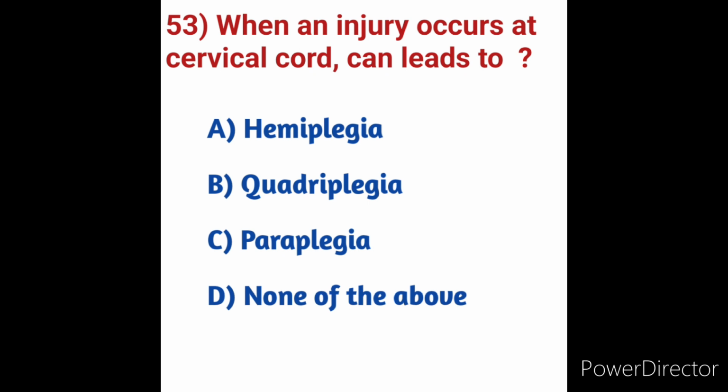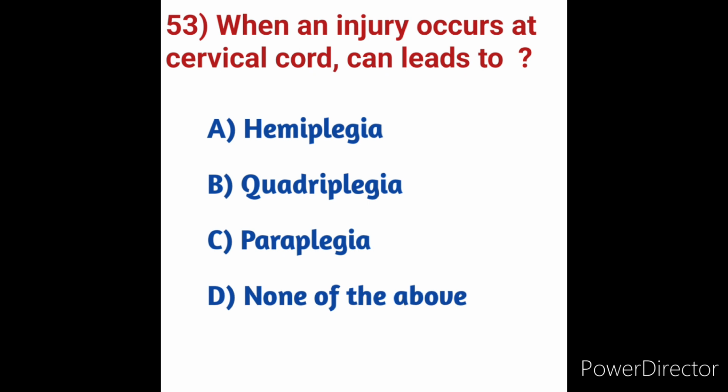Paraplegia can occur after a spinal cord injury caused by damage to the vertebrae, ligaments or disc of the spinal column. If there is any injury in the cervical area, it results in tetraplegia, also called quadriplegia, meaning there is limited or absent feeling or movement below the shoulders and neck. So here the cervical area is injured, which can lead to tetraplegia or quadriplegia. Here option B is the correct answer.